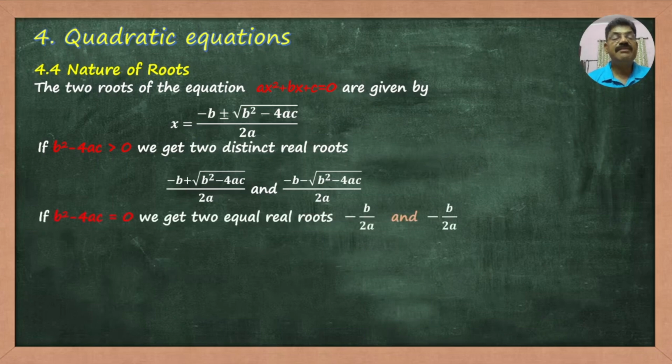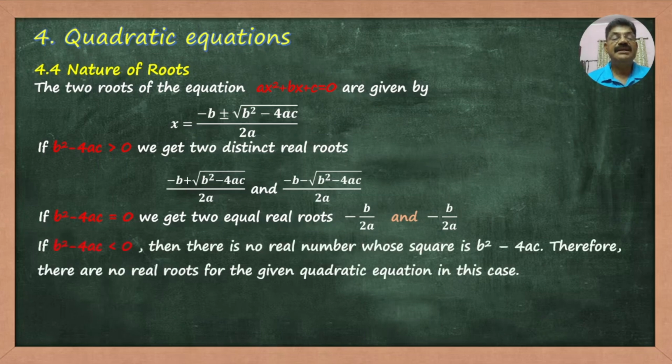Suppose b square minus 4ac is equal to 0, we get two equal real roots. They are minus b by 2a and again minus b by 2a. So when b square minus 4ac is equal to 0, the corresponding quadratic equation will have two equal real roots. This you have to remember.